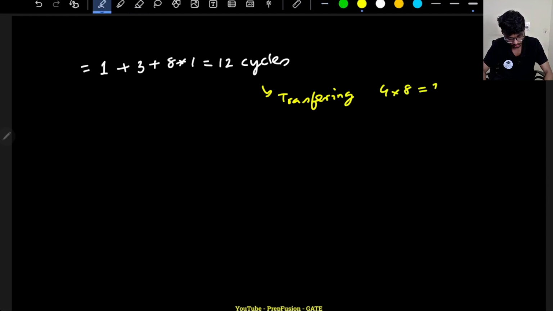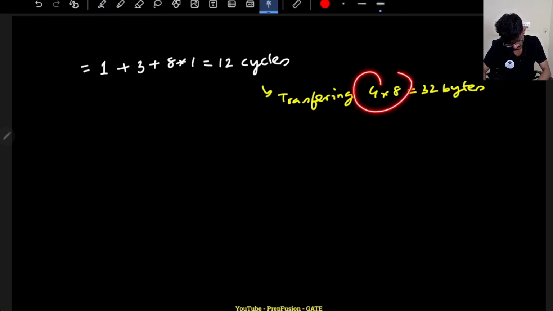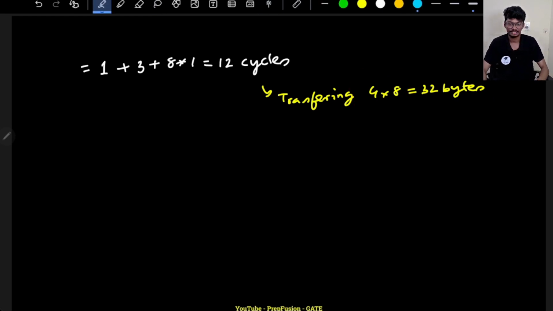That is block size, 4 into 8. So it is 32 bytes of data. Okay, so now I am transferring 32 bytes of data. Now what we can do is change a few things. So I consume 12 cycles to transfer 32 bytes of data.